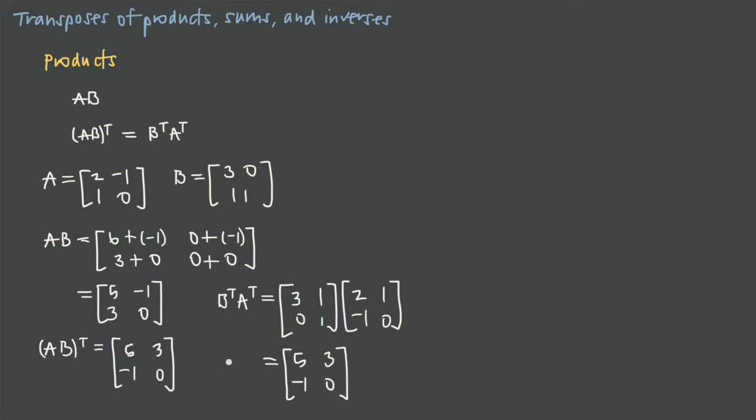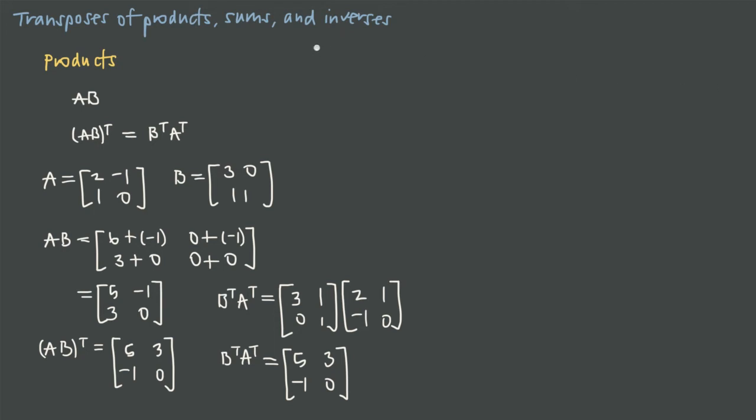And so notice how we get the same value either way. If we calculate the product AB and then take its transpose, we get 5, 3, negative 1, 0. If we find the transposes of A and B individually, A transpose and B transpose, and then we multiply B transpose by A transpose, we get the same matrix 5, 3, negative 1, 0. So that sort of proves to us this formula for the transpose of a product.